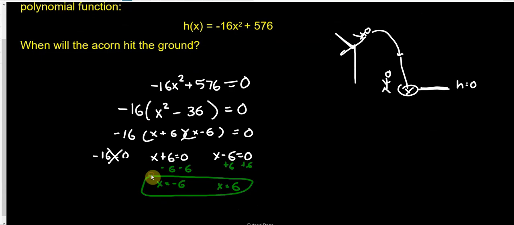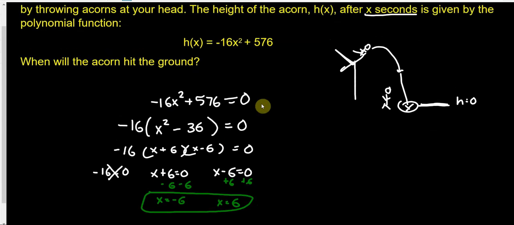Now let's look back at the problem and see what makes sense. We're asking how many seconds have to pass before the acorn hits the ground. Can I go backwards in time? Can I have negative 6 seconds? No. So because this is a word problem with context, what's usually going to happen is only one of our solutions will be good here. And so it's this positive one. So when will it hit the ground? It'll hit the ground after 6 seconds.